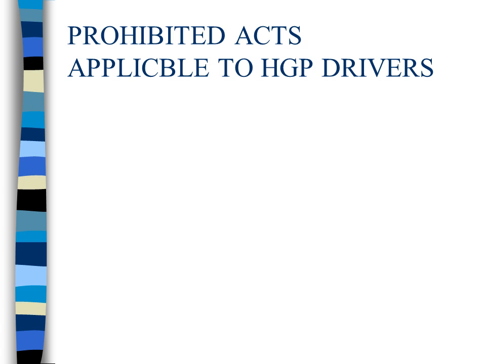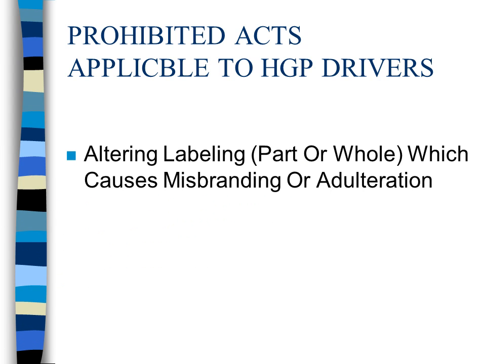What are some of the prohibited acts that are applicable to HGP drivers? Altering the labeling, whether it's part or in whole, which causes misbranding or adulteration. When you alter a label, you may change some of the information on that label. If you change the information on a label, that would cause that drug product to be misbranded and or adulterated. Now, how could you do that?